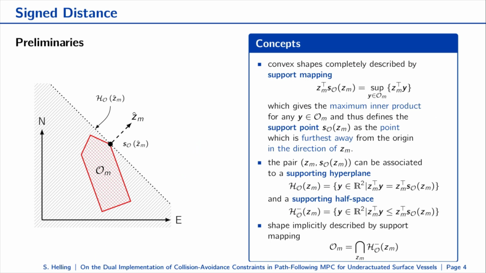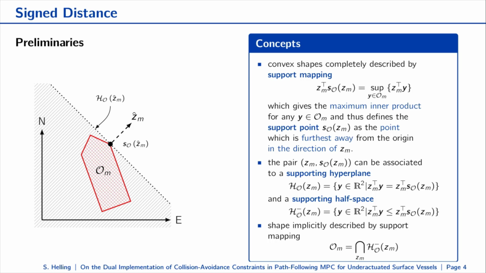The next step is to include collision avoidance constraints between the controlled vessel and all obstacles in the model predictive control. For this purpose, the signed distance can be taken into account, which is a widely used concept in collision detection in various fields such as robotics, game physics and others. The signed distance of two objects is positive if they don't overlap and negative if they do.